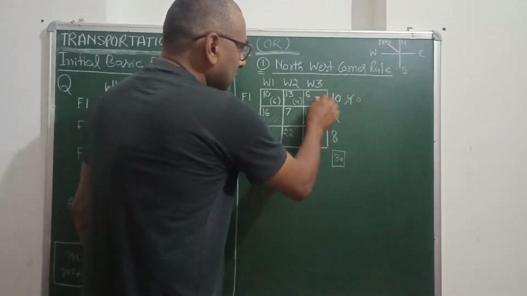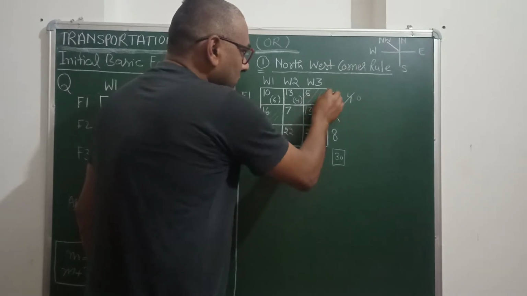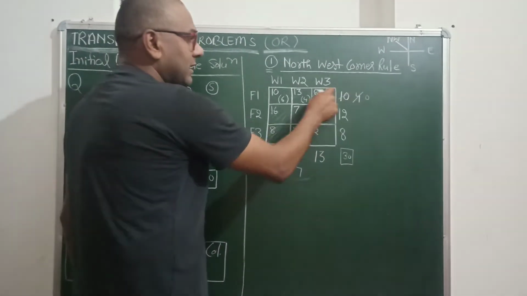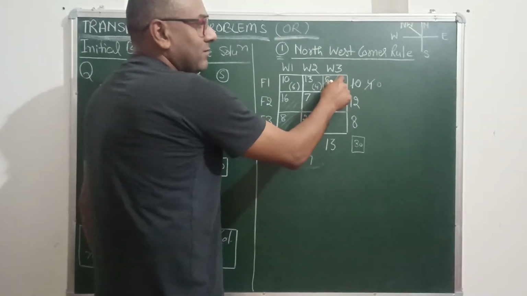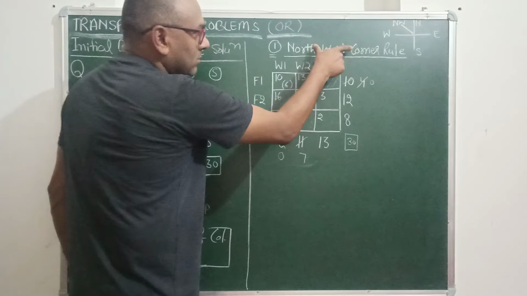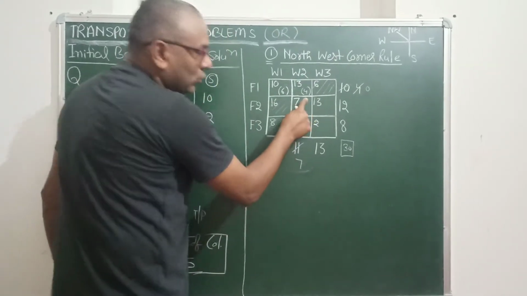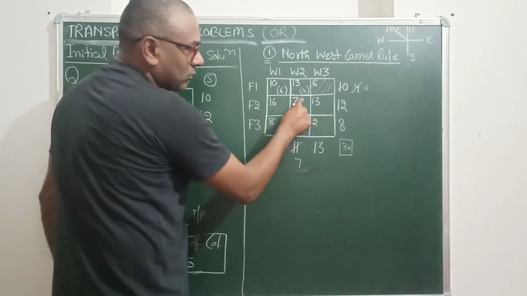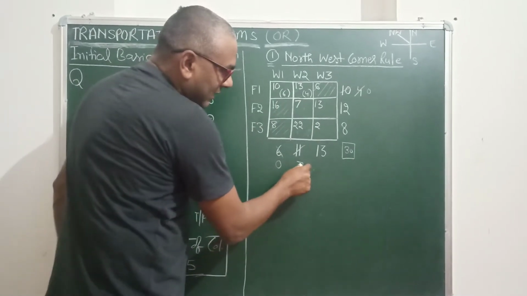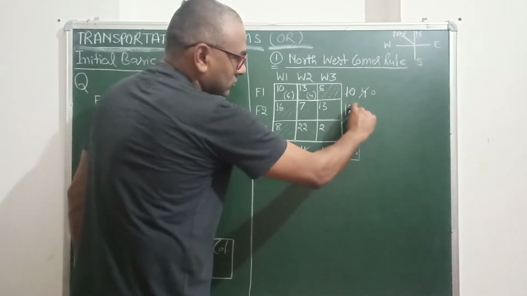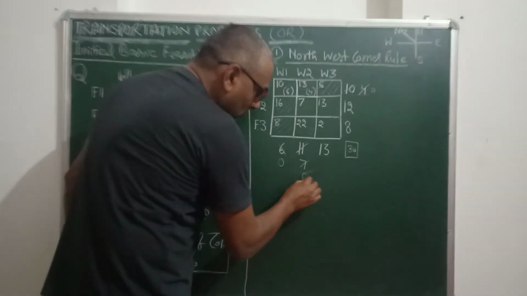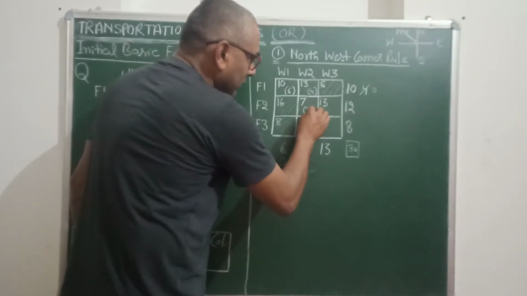Now again this cell is of no use as there is no further supply available for this. Moving again to the northwest corner method, this is the most northwest cell, so now we will allocate the units to this cell. The available demand is 7 and the supply is 12, so all 7 can be supplied to this, and the demand can be fulfilled.